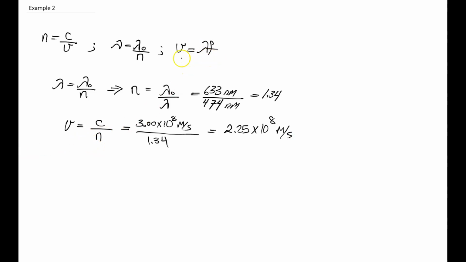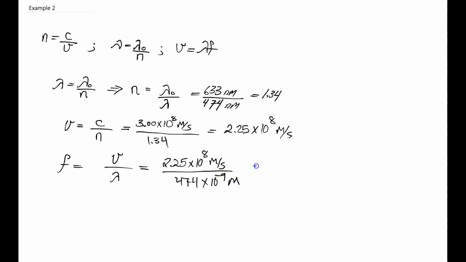And finally, if we look at the third equation and we solve for the frequency, we find the frequency is the velocity over the wavelength. So this is 2.25 times 10 to the 8th meters per second over 474 times 10 to the minus 9th meters, which gives us a frequency of 4.74 times 10 to the 14th.